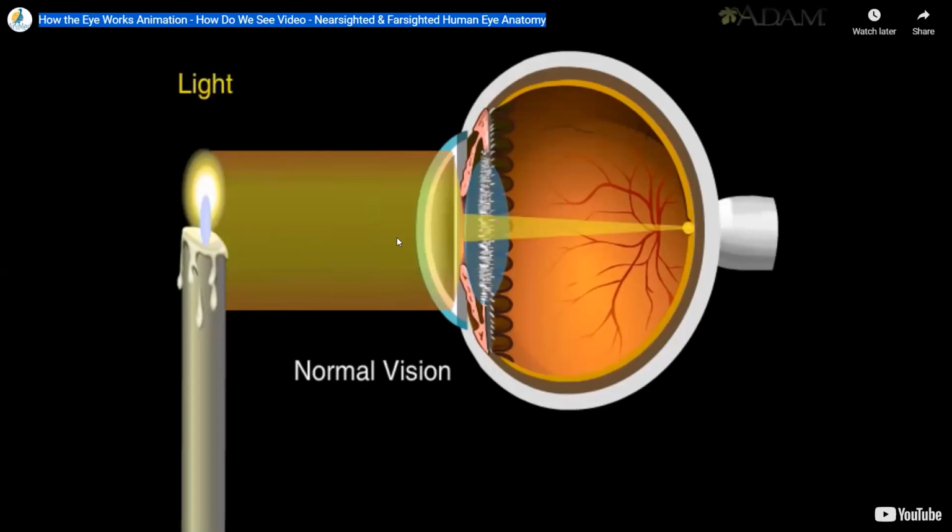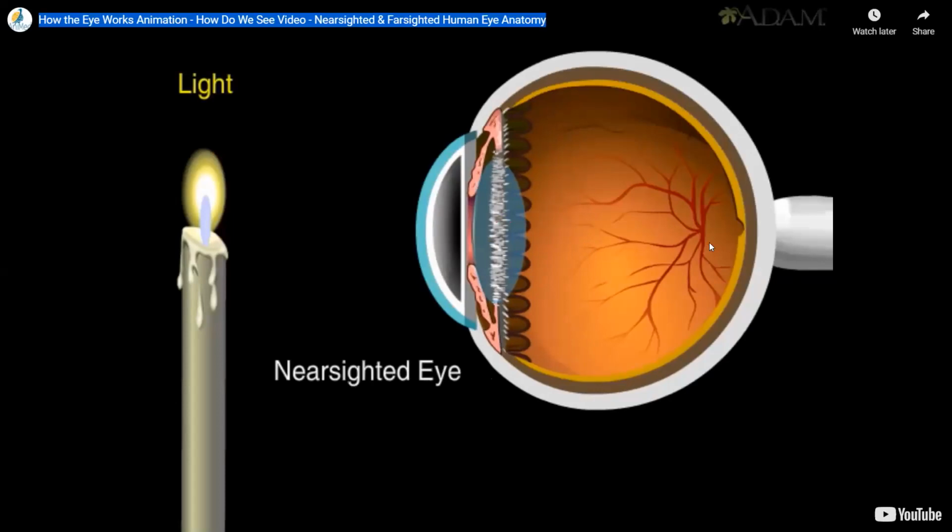The shape of the eye affects the things we see, and different shapes of eyes affect the vision. There is normal vision. When there is normal vision, you are able to see, and the light always falls on the focal point.